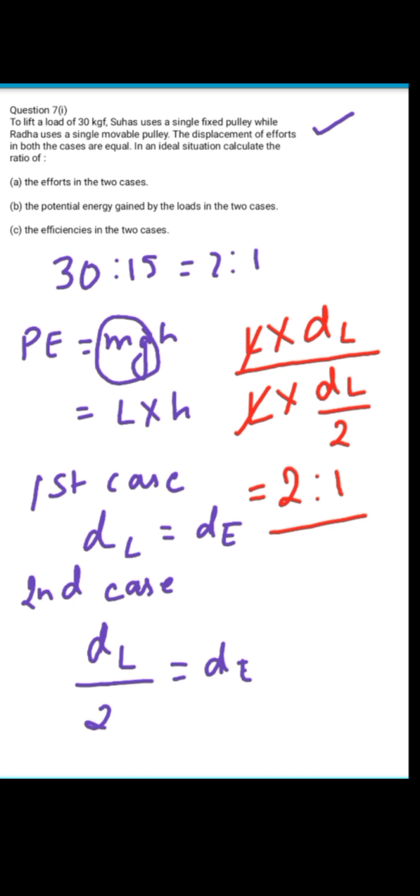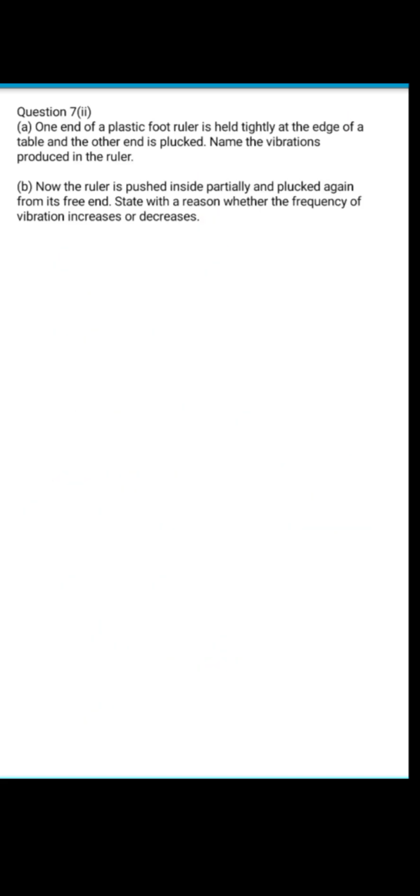Now in the next question, we have to find the efficiency. Since they are talking about an ideal machine, in an ideal condition, we know all the machines have an efficiency of 100%. So in this case, both the pulleys will have efficiency 100. So the ratio will be 1:1. So the correct answers are 2:1, 2:1 and 1:1. Hopefully you have understood the question. Let's move on to the next question.